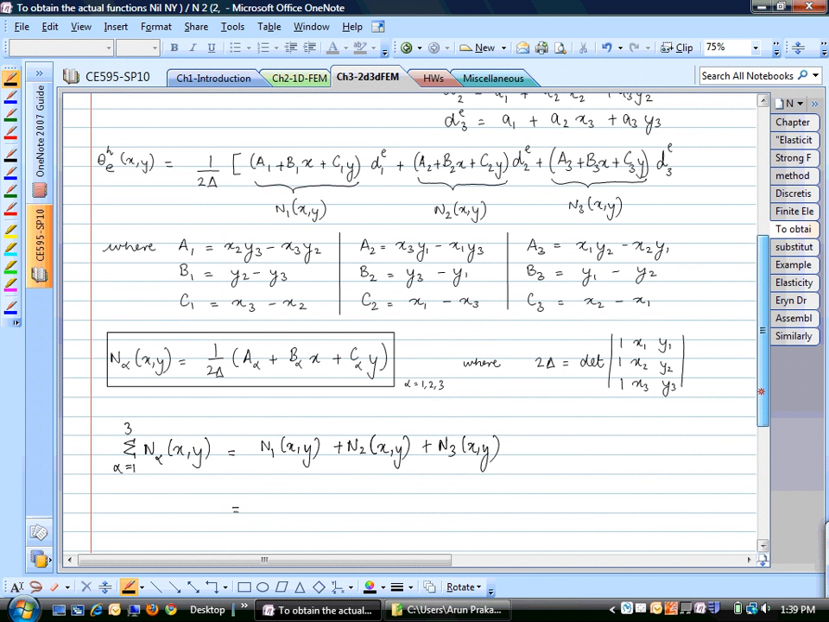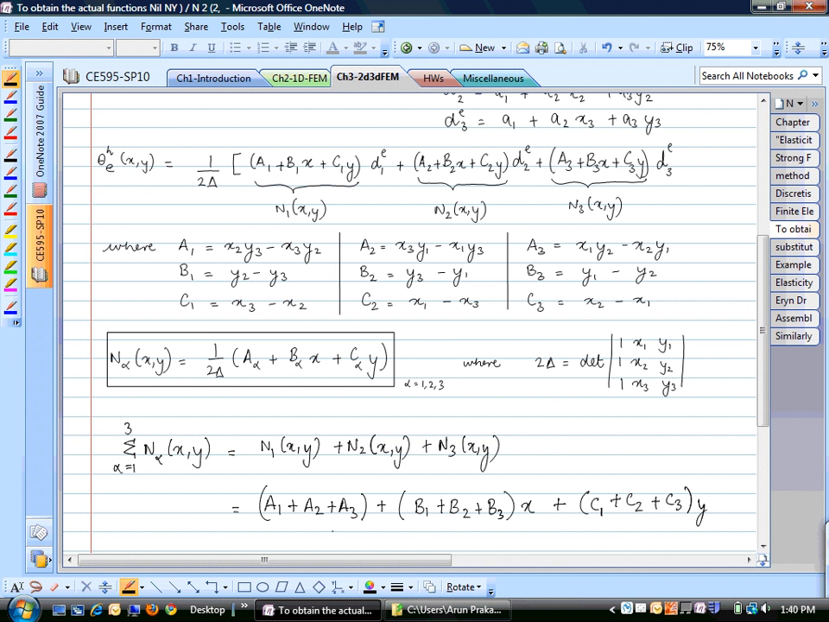And what we would get in this case is A1 plus A2 plus A3. This is the constant term, plus we would get B1 plus B2 plus B3. This is the x term, and plus C1 plus C2 plus C3. This is the y term. Does that sound correct?